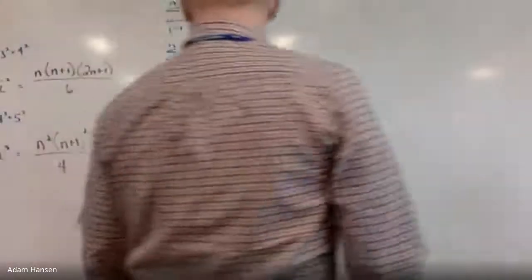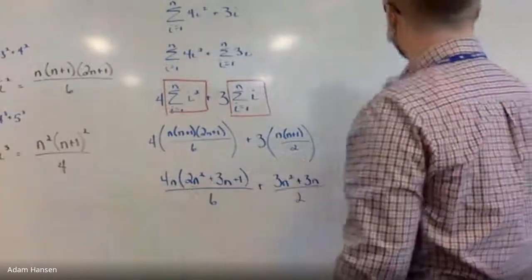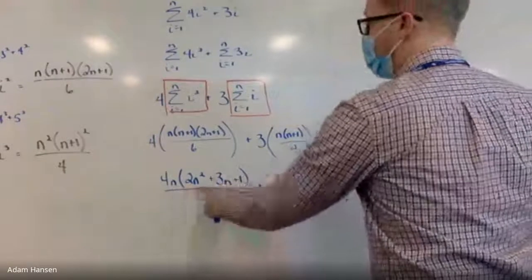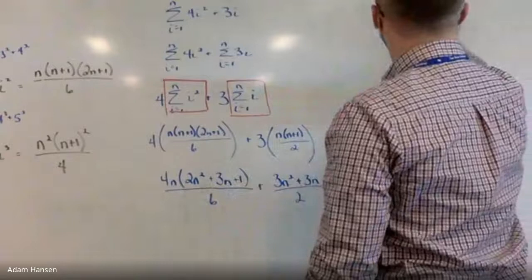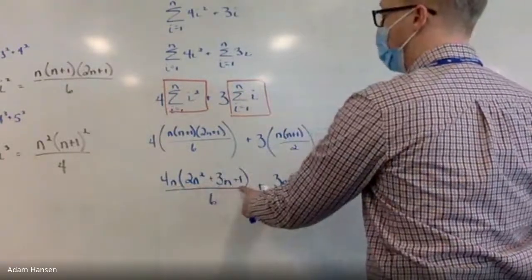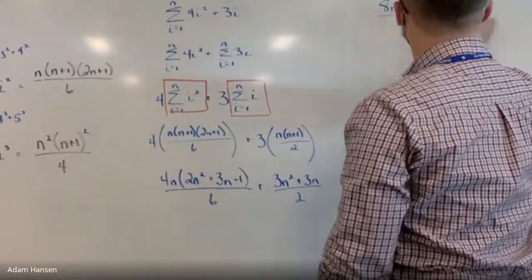All right, let's see. I'm going to multiply the 4n times these terms. 4n times 2n squared makes 8n cubed. 4n times 3n would be 12n squared. 4n times 1 is 4n over 6.